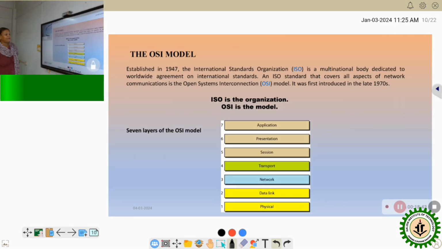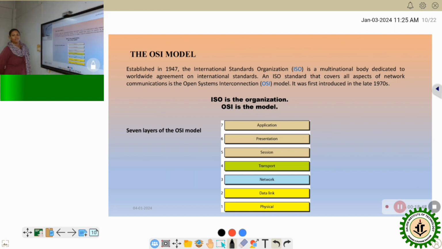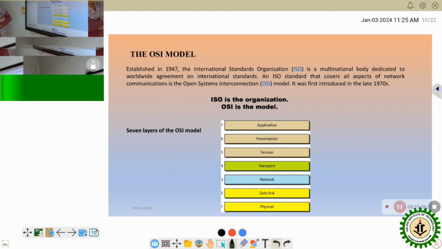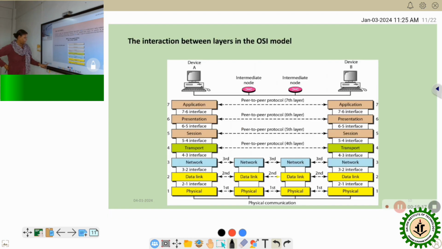Now, to implement the communication, some standard model is required. First one is the International Standard Organization, the ISO. It is a multinational body who actually implement this. The OSI model is introduced. So ISO is the organization, OSI is the model. So OSI has 7 layers. The total communication layers are divided into physical, data link, network, transport, session, presentation and application.